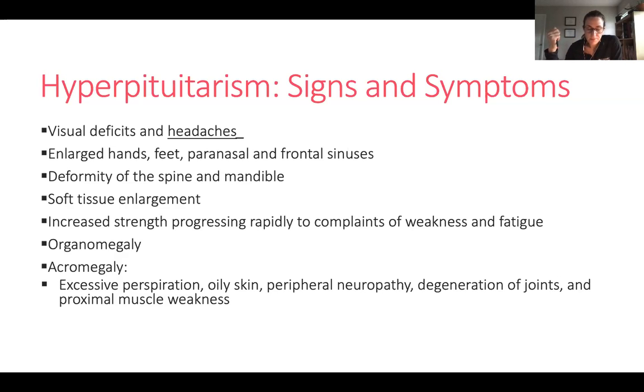And then they'll have an increase in fatigue and weakness, and organomegaly, like I talked about, their internal organs can be enlarged, and they can also have excessive perspiration, oily skin, peripheral neuropathy, degeneration of joints because of the overgrowth of the bones, and then proximal muscle weakness.